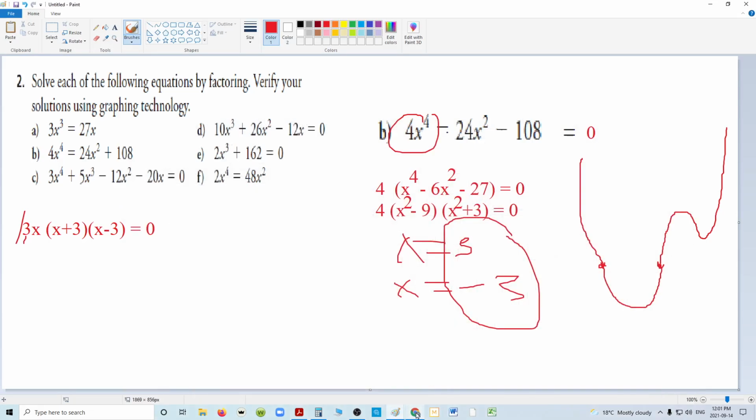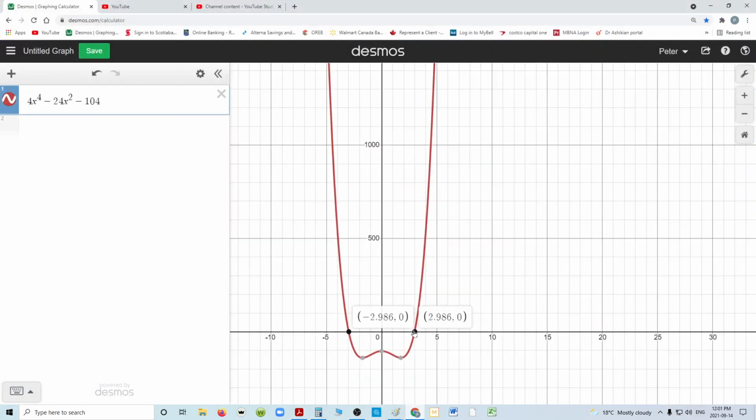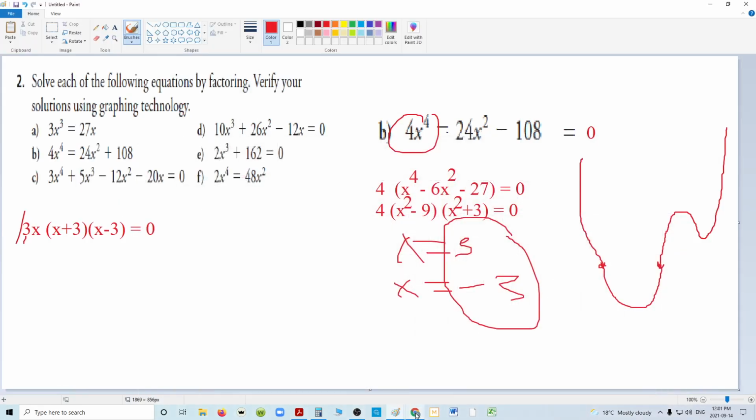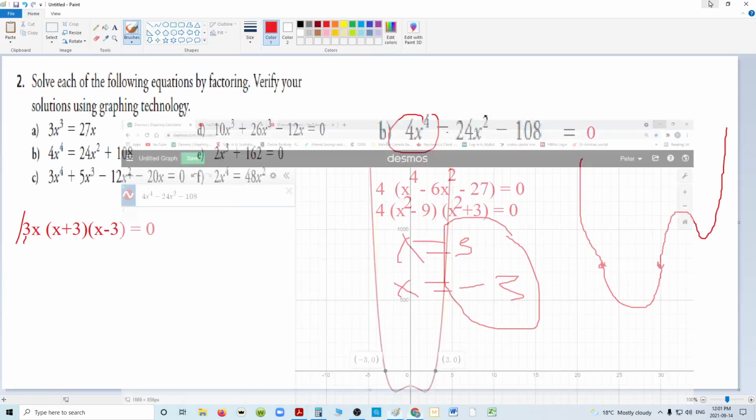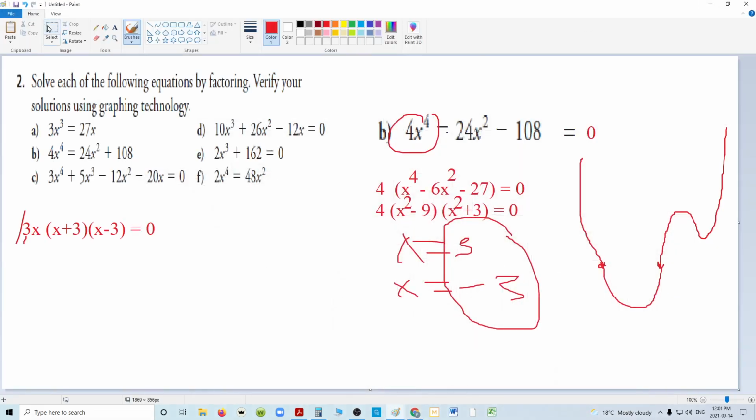Now, did they want us to graph? No, they just wanted to verify the answers. But sure enough, here, look at the x-intercepts. Ooh, did I get a number wrong? I might have got a number wrong. Minus 108. I got this number wrong. Okay, there we go. 3 and minus 3. Okay, let's continue on.